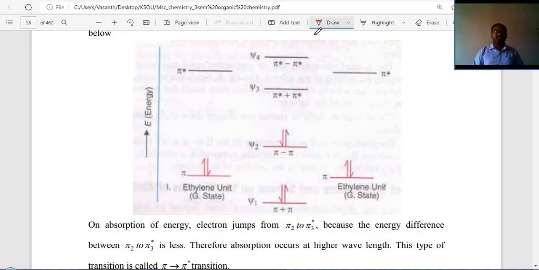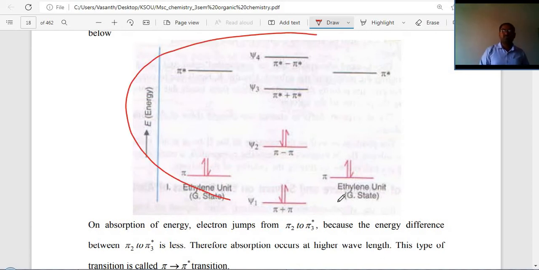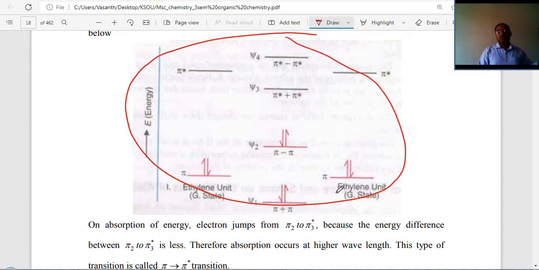Just go to this graph. This is pi plus pi, that is psi 1; pi minus pi, that is psi 2; psi 3 means pi star plus pi star; psi 4 means pi star minus pi star, that is psi 4.